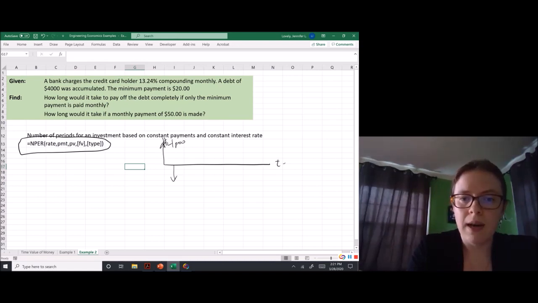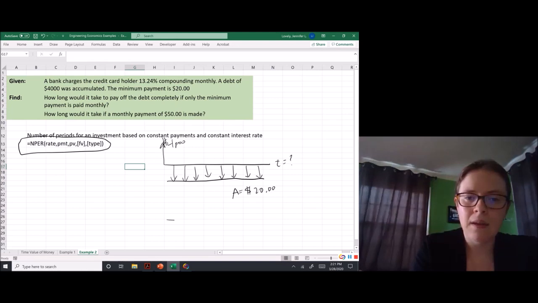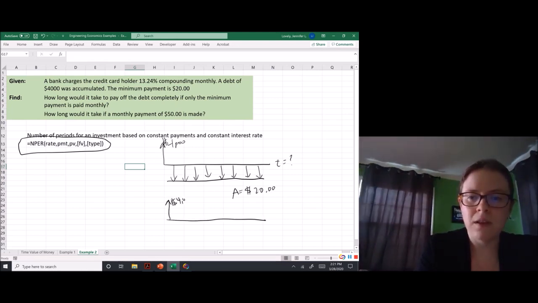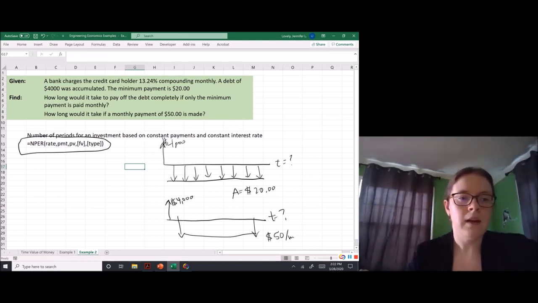Okay, and we're going to have monthly payments. So I'm just going to draw a bunch of arrows. Our monthly payment is equal to $20. Okay, and then in the second example, we basically have everything the same, except that we know our time period is going to change because now our A value is $50 per month. All right, so let's see how we can do that in Excel.